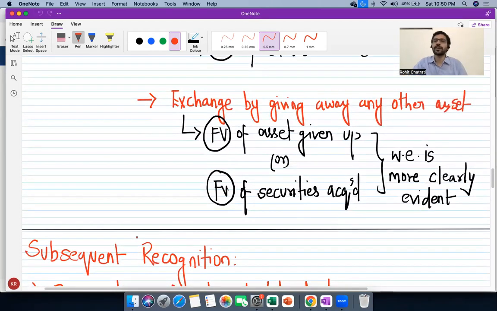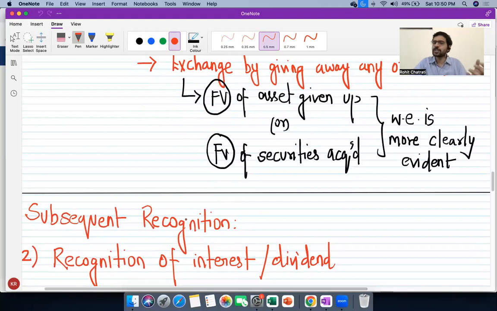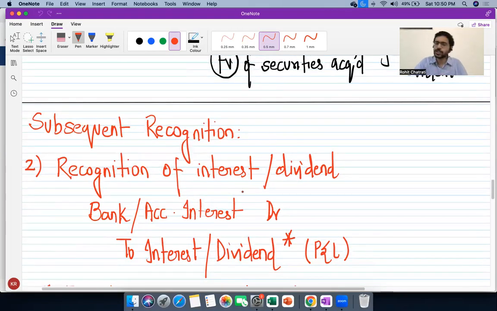What do we mean by subsequent recognition? Recognition after the date of purchase. What is the accounting that we are going to do after the date of purchase? That is what we refer to as subsequent recognition. Now, when we purchase, say, a debenture, we are going to receive interest or we are going to receive dividend in case of a share. All right. So we are going to pass a journal entry, bank account debit to interest income or to dividend income. All right. I will receive a cash.